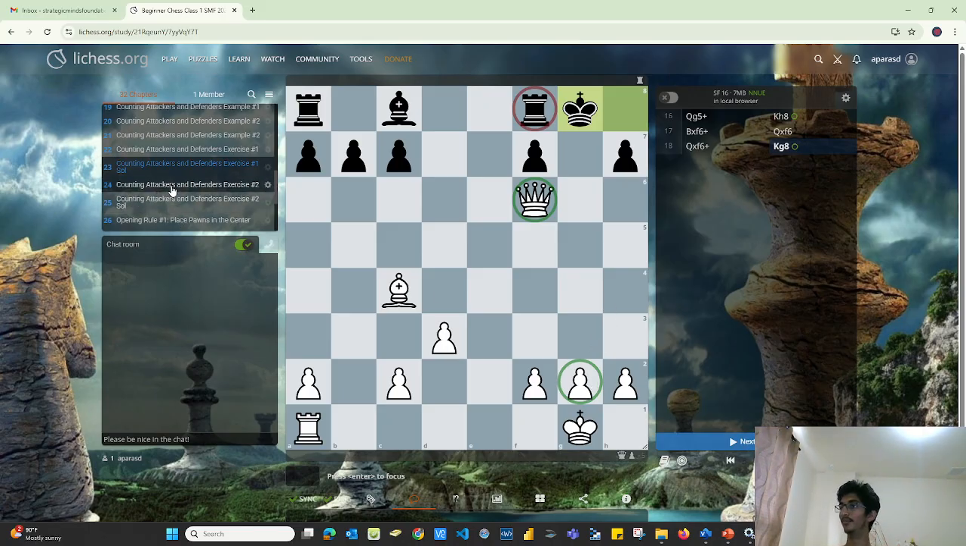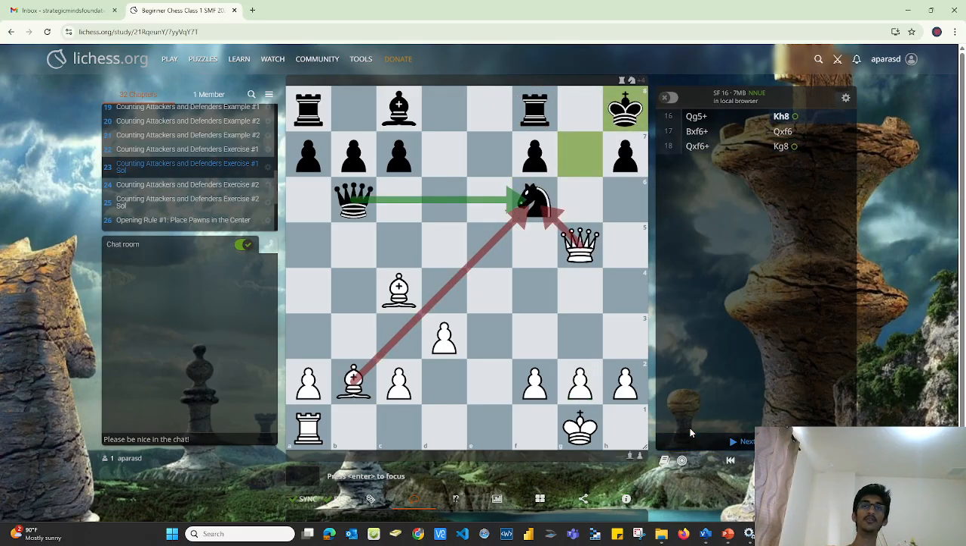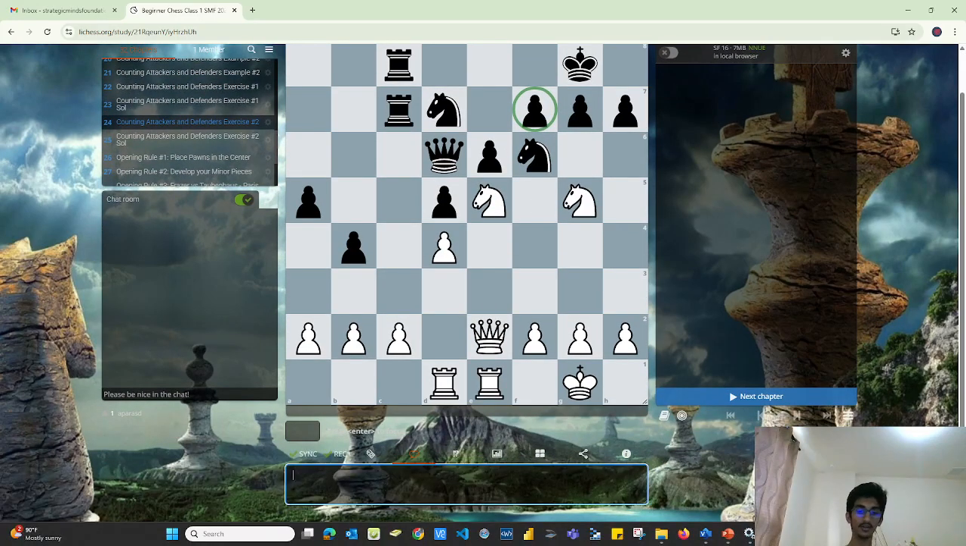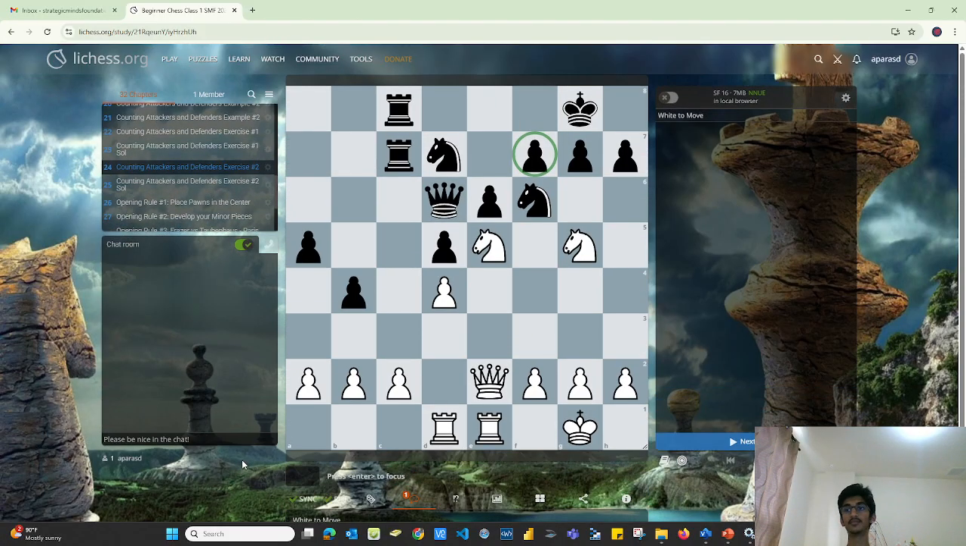Does it make sense? For the attackers and defenders part, over here, there's one attacker. Okay. So for this point, it's white to move, and can white capture this pawn on f7, in terms of how many attackers and how many defenders are on that pawn on f7?